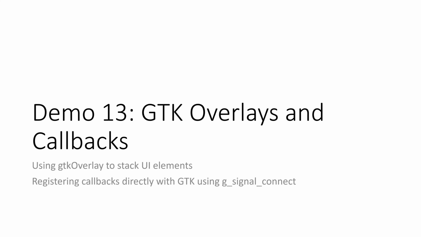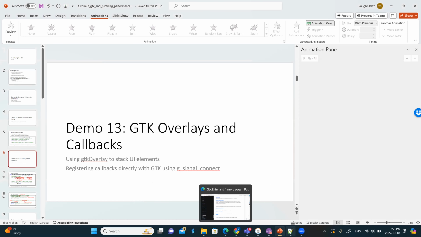So I'm first going to show you how to create an overlay. And then the second thing is I'm going to change my text entry a little bit so that I directly register some callbacks so that I can get the text when the person hits enter. Okay, so two things. Let's go do that.